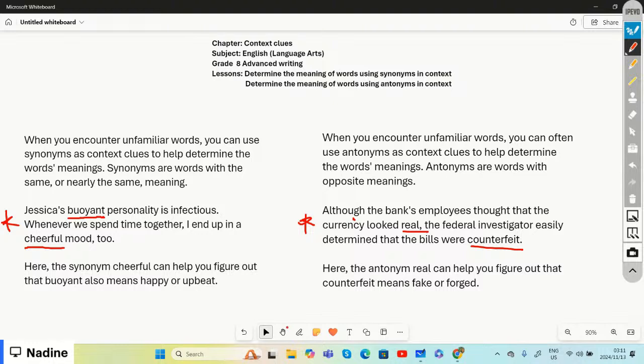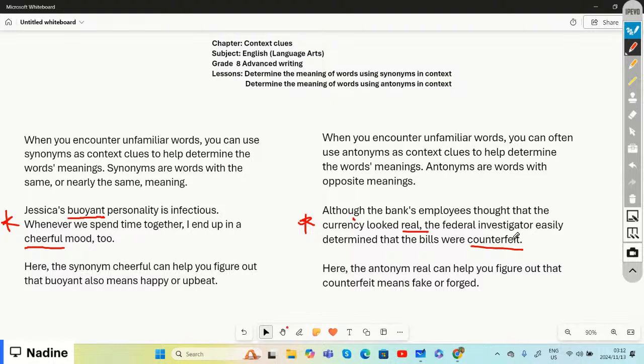And then also, we're going to look at the antonyms. Antonyms, words with the opposite meaning, will also help us determine what the meaning of the text is. And we looked at these two examples.